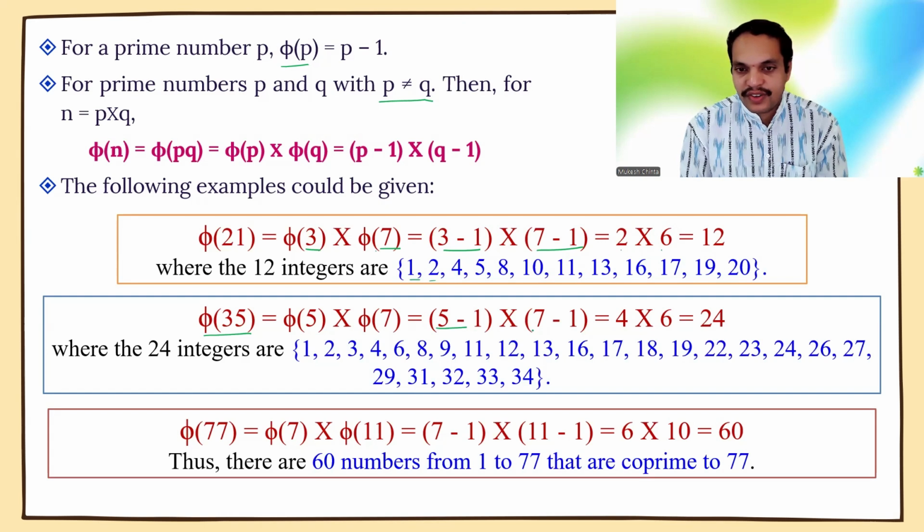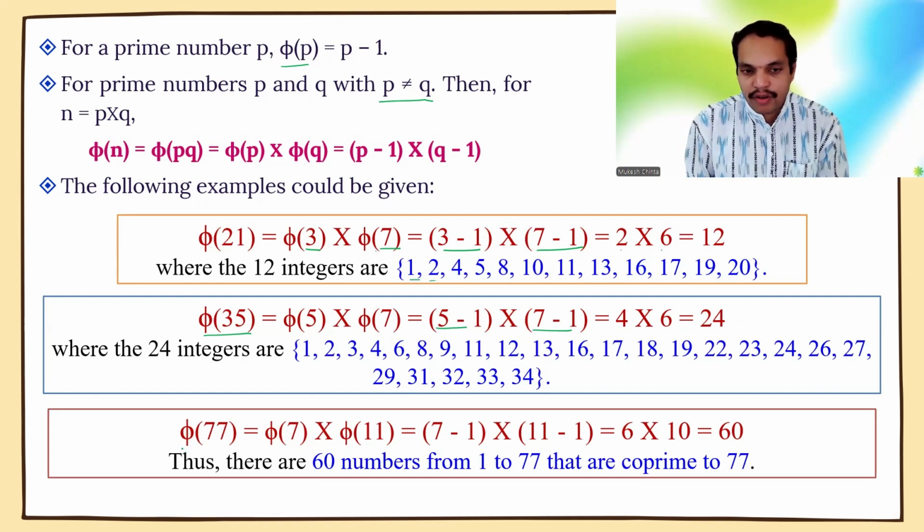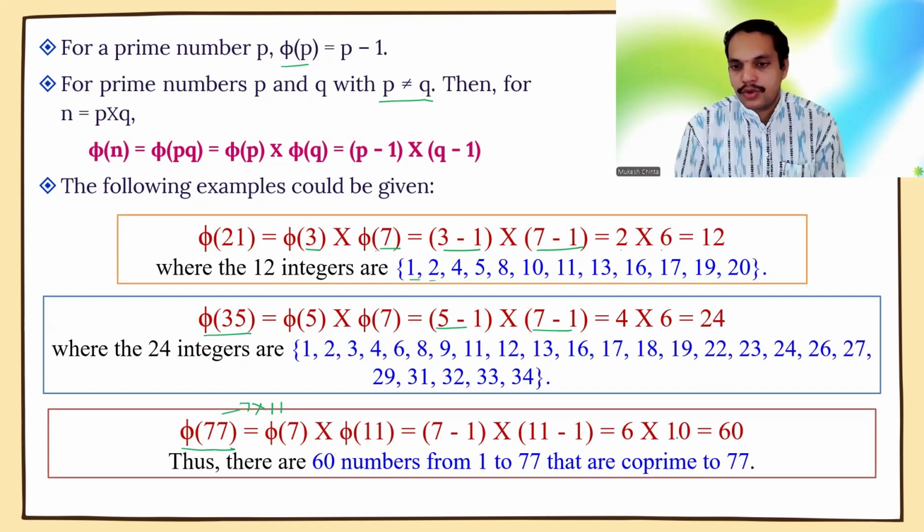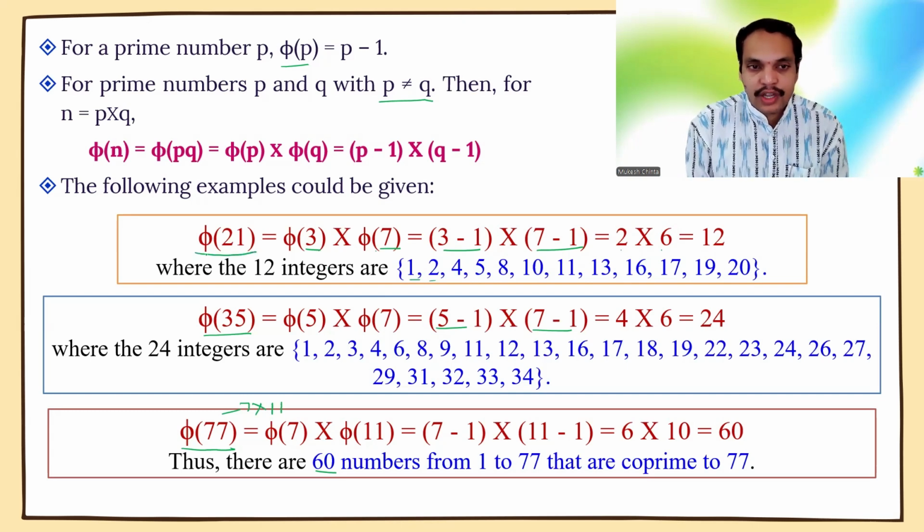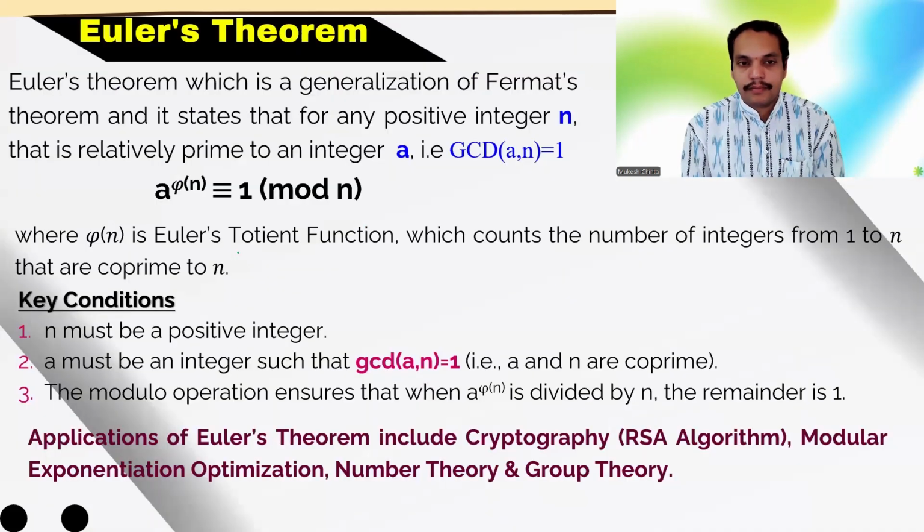Once again, I can write them as 5 minus 1 and 7 minus 1, which gives me 4 into 6, equal to 24. These are all the 24 integers. If I ask you to find psi of 77, you can write 77 as a product of two prime numbers, 7 and 11. So (7 minus 1) into (11 minus 1), which is 6 into 10, gives me 60. There are 60 numbers between 1 and 77 that are co-prime to 77. This is how you find the Euler's Totient function, denoted in this particular manner.